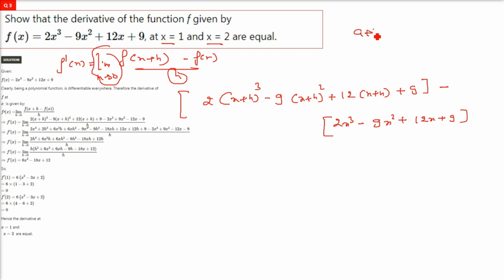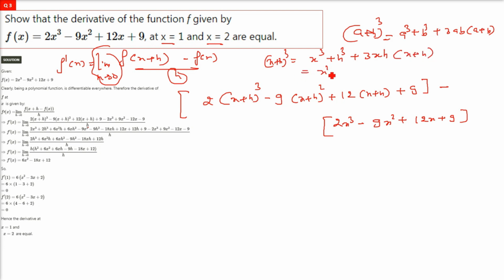(a+b) whole cube is what? a cube plus b cube plus 3ab(a+b). This is the way I remember. You can also remember, or if you have another way of remembering, you can just open this. 2 is already there. So just open this, (x+h) whole cube. So (x+h) whole cube is a cube, that is x cube, plus h cube plus 3ab, 3 into x into h, and (a+b), that is x plus h.